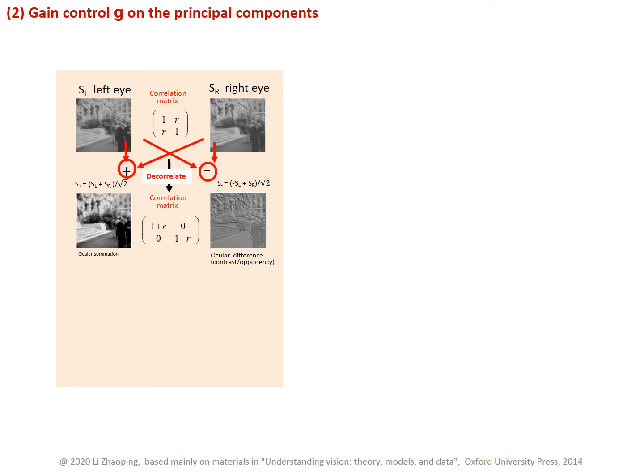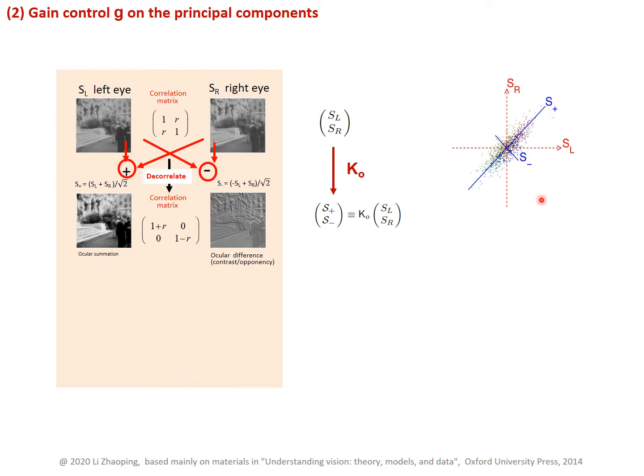Now let's look at the second step in the efficient coding transform of binocular signals, gain control. This is after the input signals are decorrelated into the summation signal and the difference signal in blue axis. The gain control is to multiply the summation signal by a gain G plus and the difference signal by a gain G minus.